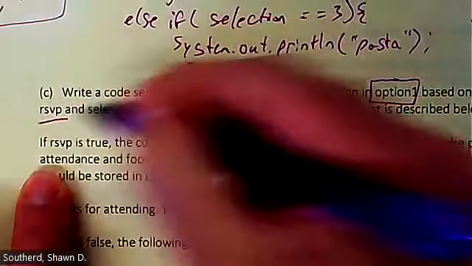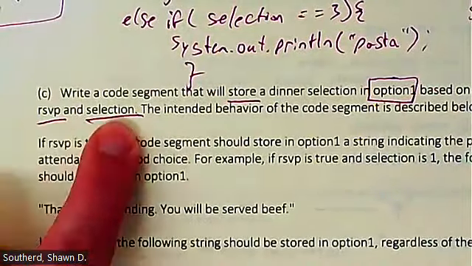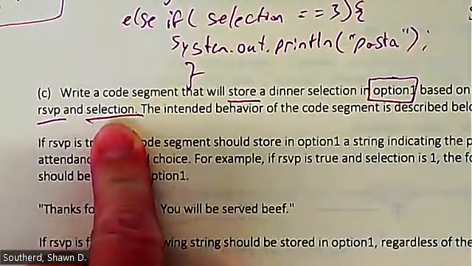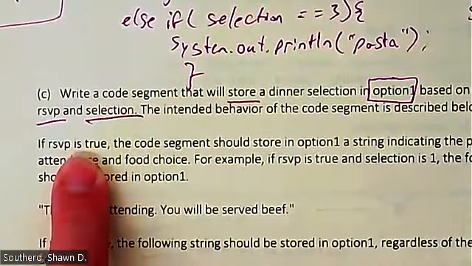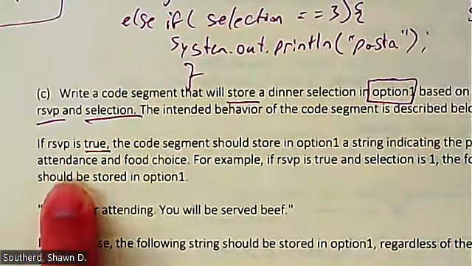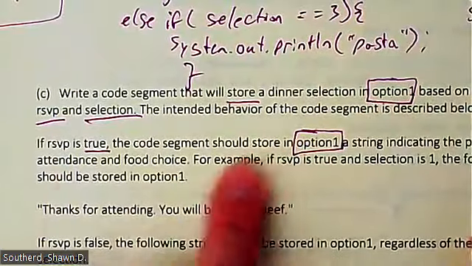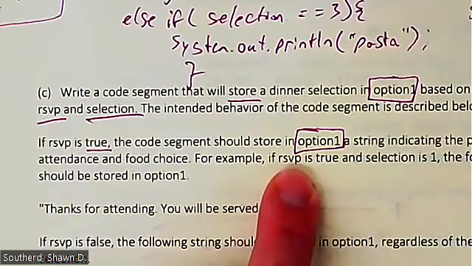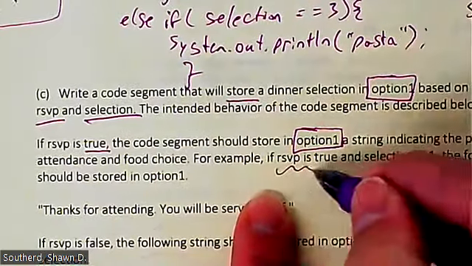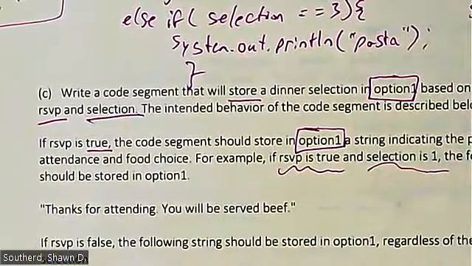So I'm thinking about text being stored there based on the values of RSVP and selection. These are two other variables: RSVP is a boolean, and selection was an int for 1, 2, 3, or nothing. Now what they want us to do is, if RSVP is true, the code segment should store in option1 a string indicating the person's attendance and food choice. For example, if RSVP is true and the selection is 1, the following string should be stored in option1.